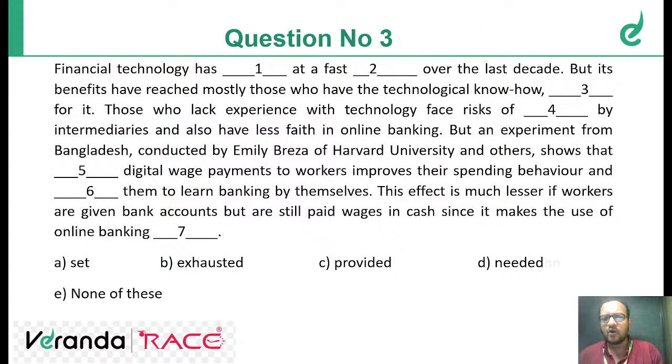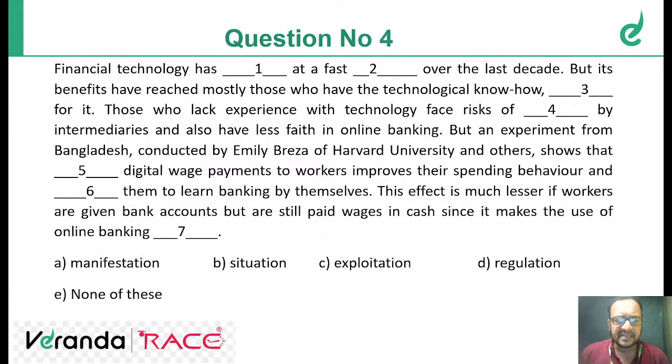So let us see question number 4. Manifestation, situation, exploitation. Exploitation is a negative word. So we can identify that those who lack experience with technology face risk of exploitation by intermediaries. Intermediaries are those who are involved in the transaction. They are agents basically. And they also have less faith in online banking.